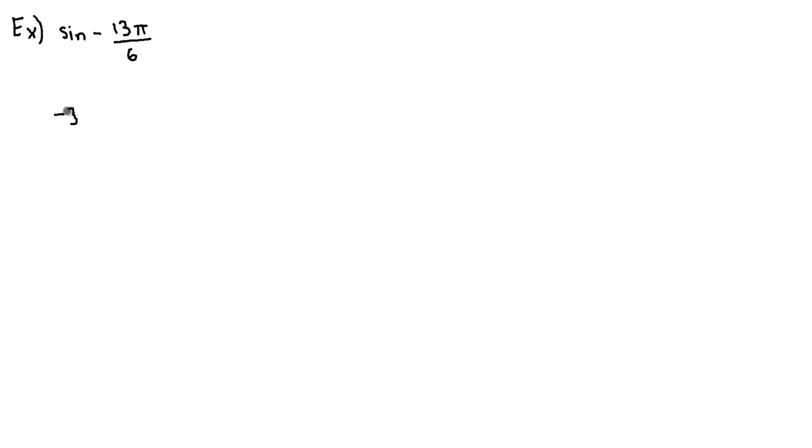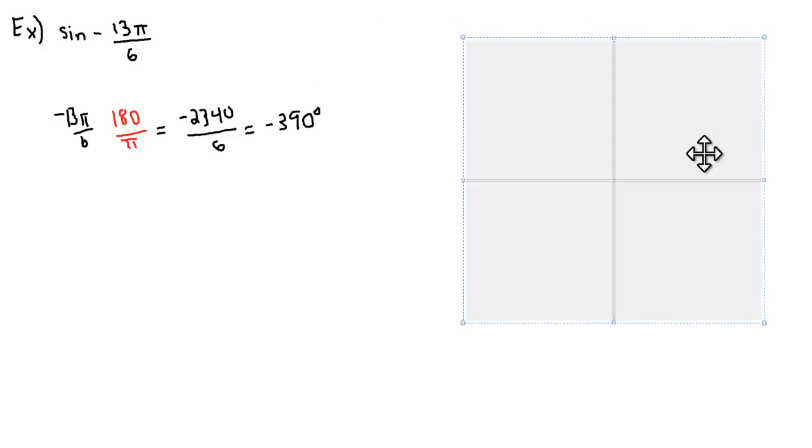So I'm going to rewrite negative 13 pi over 6 down here, and we want to multiply that by 180 over pi because we want to knock out this pi. Negative 13 times 180 is going to be negative 2340, and that's all divided by 6. If we reduce that, that's going to give us negative 390 degrees.